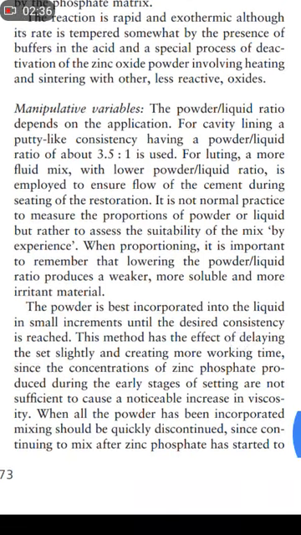Manipulative variables. The powder liquid ratio depends on the application. For cavity lining, a putty-like consistency having a powder liquid ratio of about 3.5 to 1 is used. For luting, a more fluid mix with a lower powder liquid ratio is employed to ensure flow of the cement during seating of the restoration.